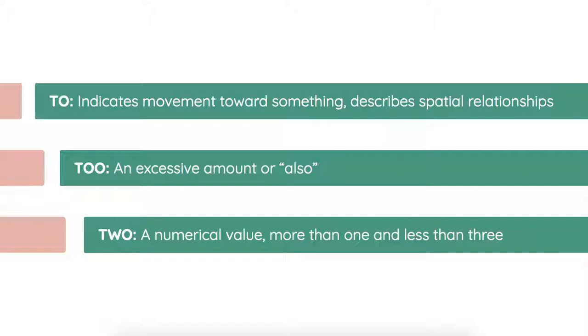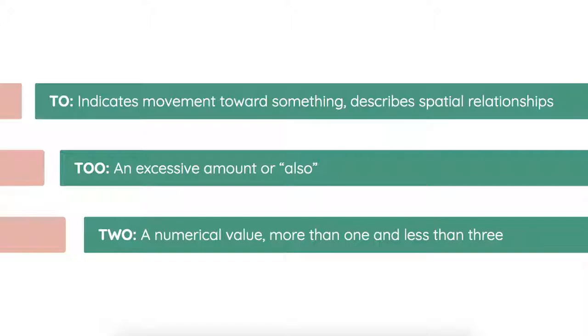Next we have our twos. So T-O indicates movement toward something, or describes spatial relationships. T-O-O means there's an excessive amount of something. It can also be used interchangeably for also. And then T-W-O is a numerical value. It is simply more than 1 or less than 3.